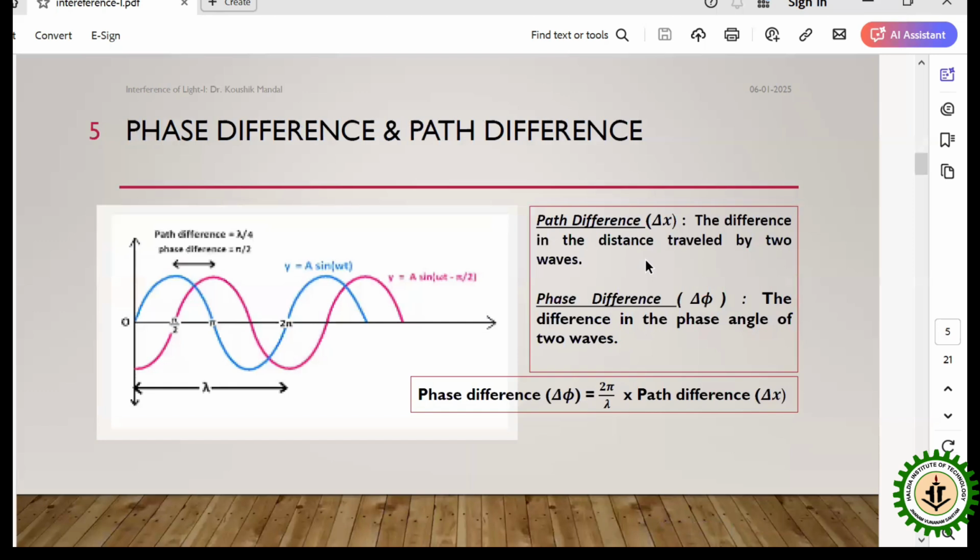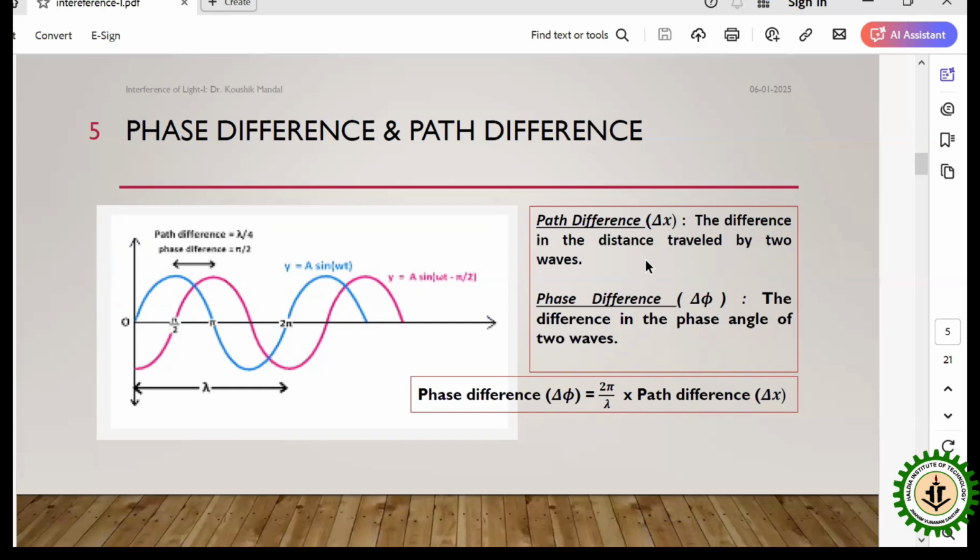Next, what is the phase difference and the path difference? Let us consider two waves. Here you can see the blue, and another is the pink. The blue wave is described by y equals A sin omega t, and the pink one is y equals A sin(omega t minus pi by 2). If you closely look at these two waves, you can find that at t equals 0, the blue wave has zero displacement, but the red one has some displacement, minus A. Right, so the red wave is somewhat advanced relative to the blue line.